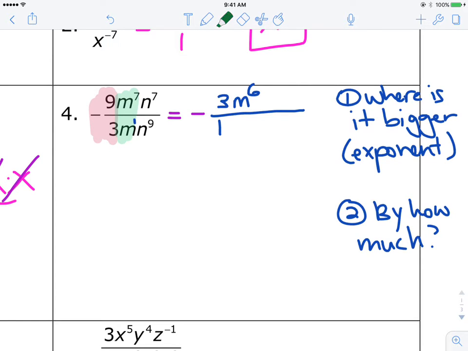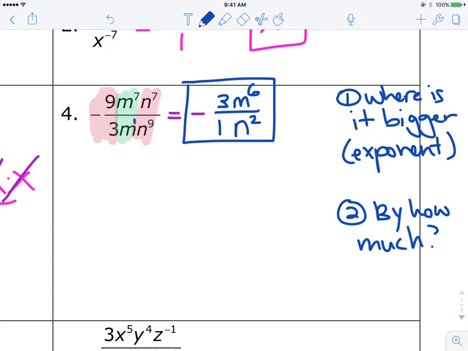And then we can do the same thing with the n's. We've got n to the power of 7 on top, n to the power of 9 on the bottom. So if we ask ourselves, where is it bigger, we're going to say on the bottom. How much bigger? How much bigger is 9 than 7? 2 more, 2 bigger. So this is my final answer.